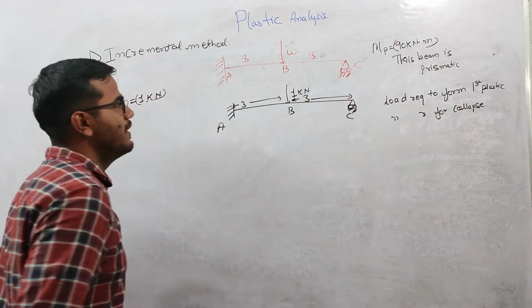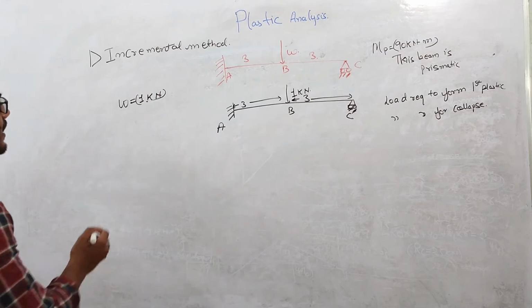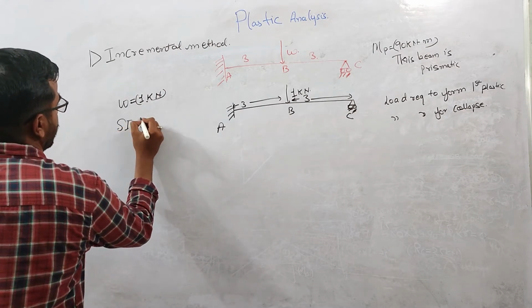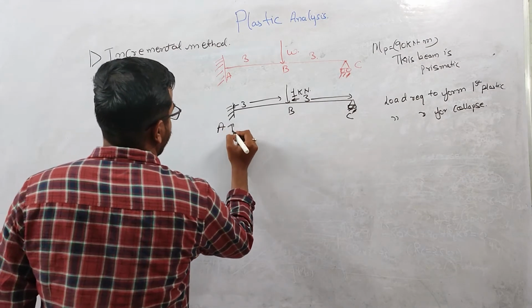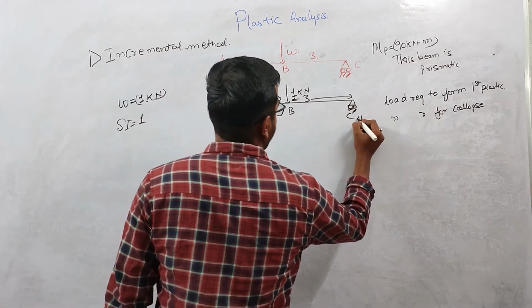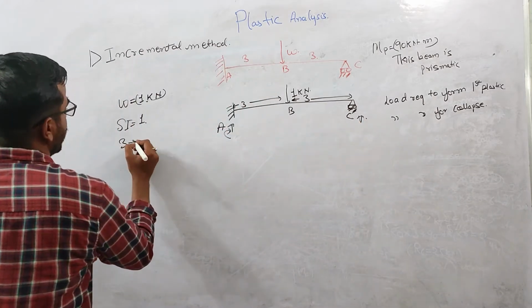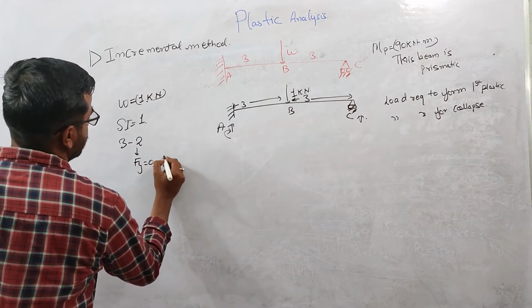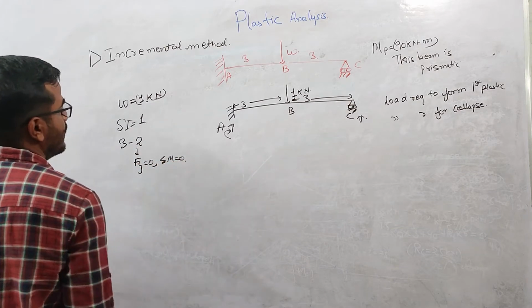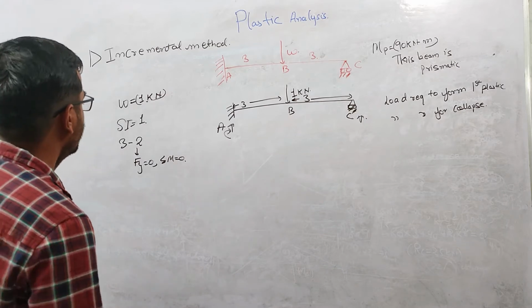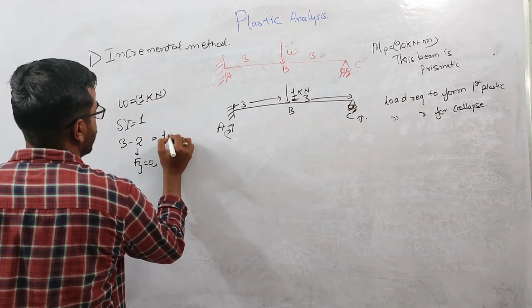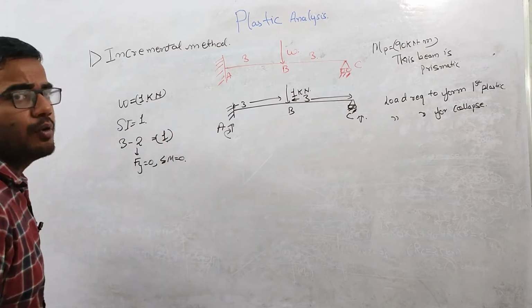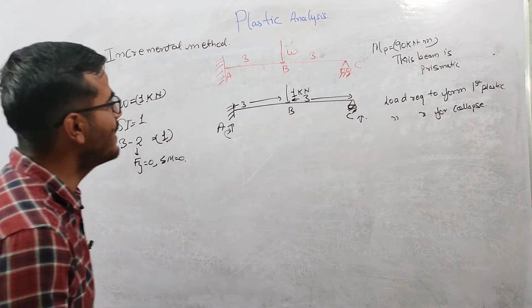How to solve this indeterminate structure? The static indeterminacy: there are two reactions here and one reaction at this point, so the total number of reactions is 3. Equilibrium equations are 2: summation Fy equals 0 and summation M equals 0. I am not considering Fx. So the static indeterminacy is 1. We need to have some redundant, taking C as redundant.